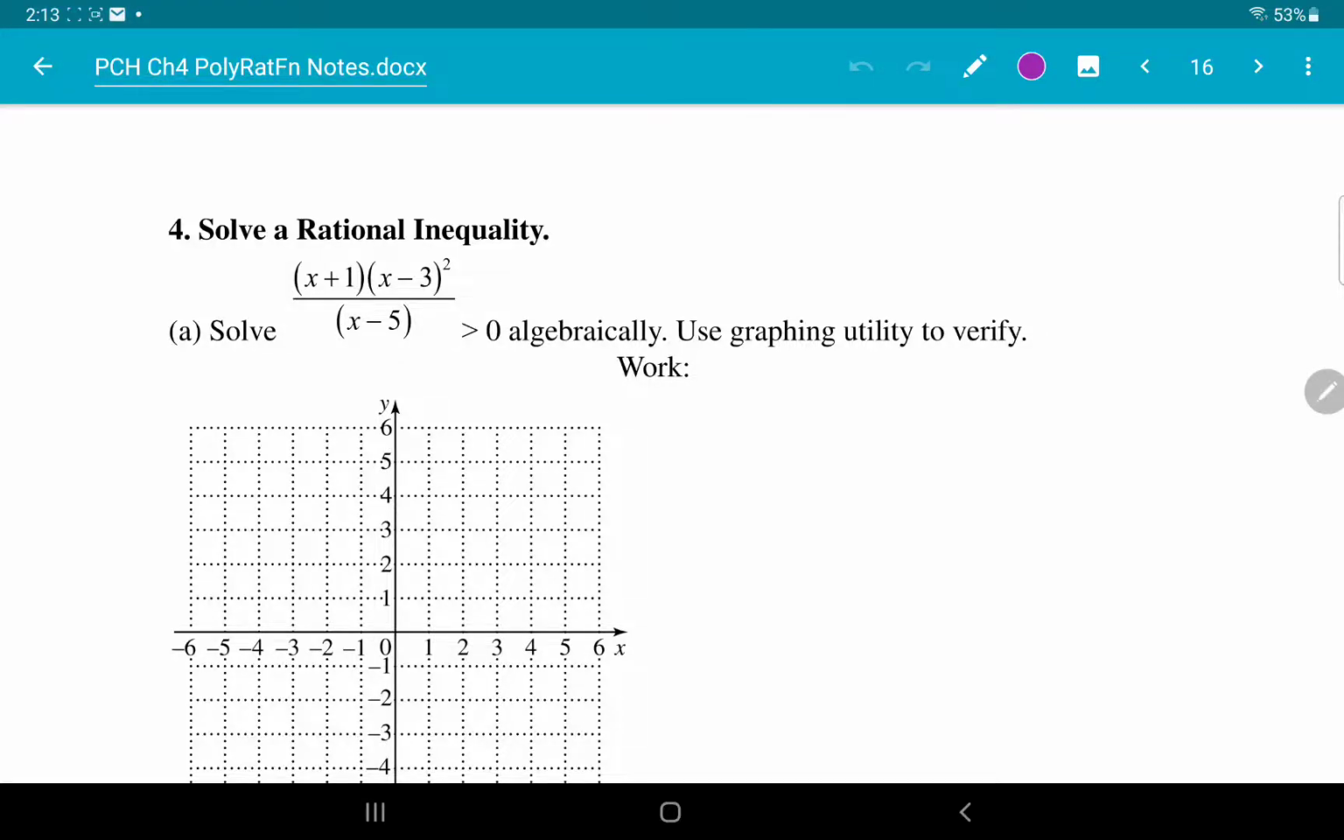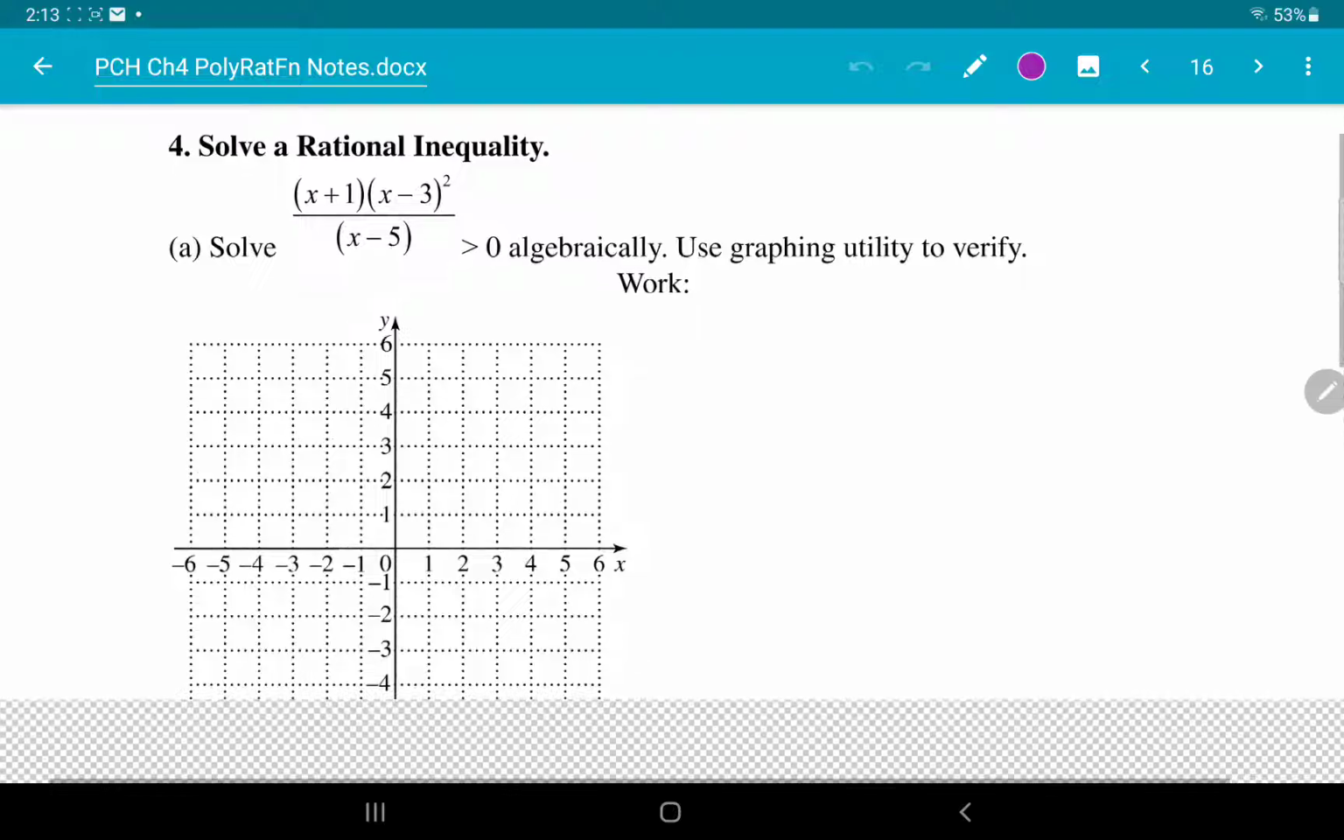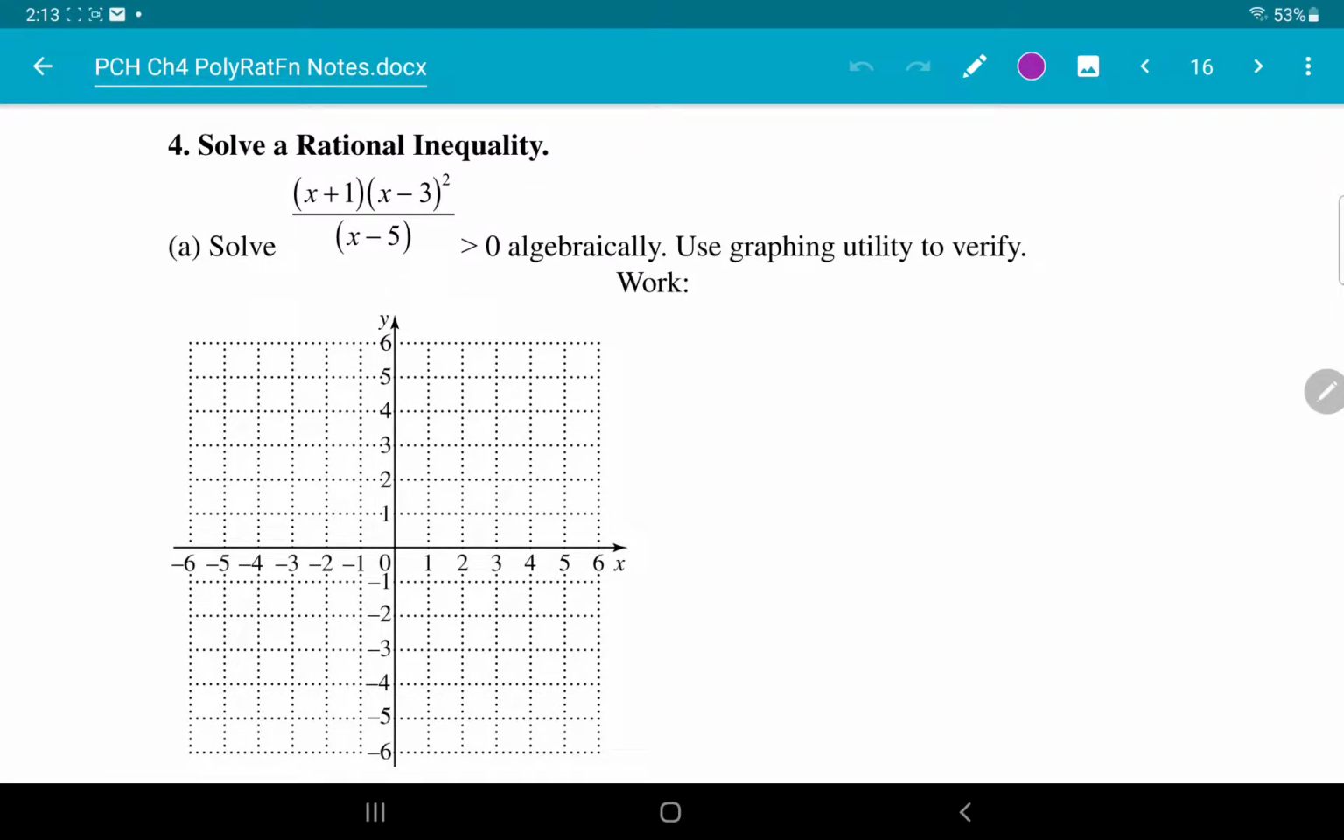All right, 4.6 part 2, solving rational inequalities. Example 4, we've got this rational inequality. Let's solve it algebraically. So what we can see here is that we have x-intercepts occurring at -1 and at 3. We also have a vertical asymptote occurring at x equals 5.